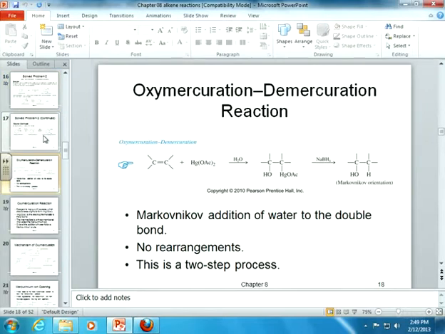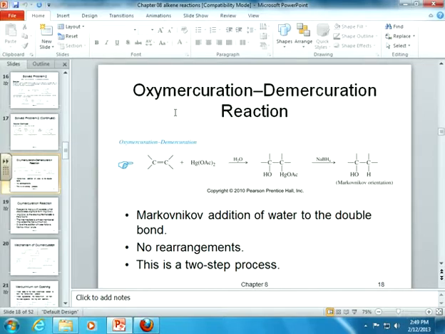So then we had it, here it is, the mercury with the water and the NaBH4. Let's review this again. Why do we put mercury in there? No rearrangements. Why is the water in there? To make the OH, the alcohol. Why is the NaBH4 in there? To get rid of the H.